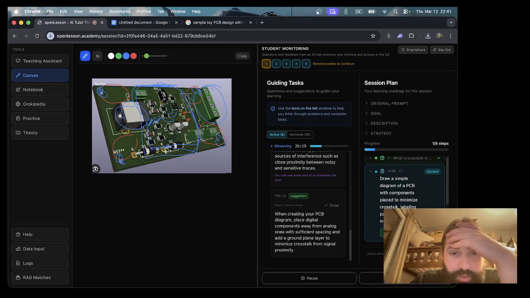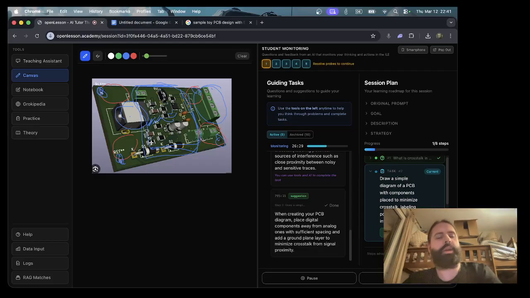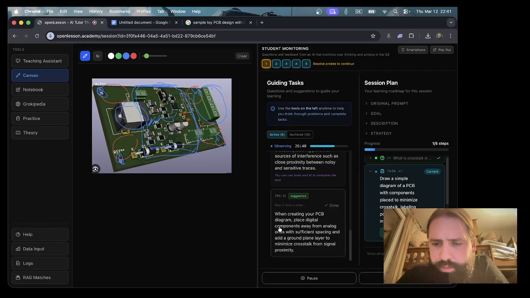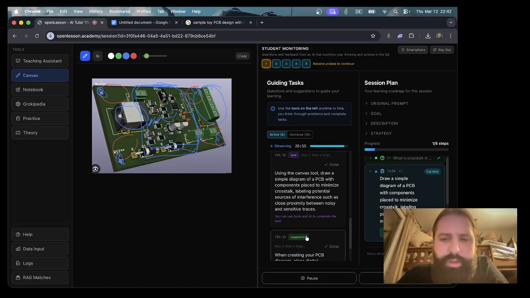There are just some circuits in here, but beyond placing the components far away from each other, I don't know what else I'm missing. Analog ones, digital ones. This is an interesting distinction. But it makes sense because they're more sensitive, right?